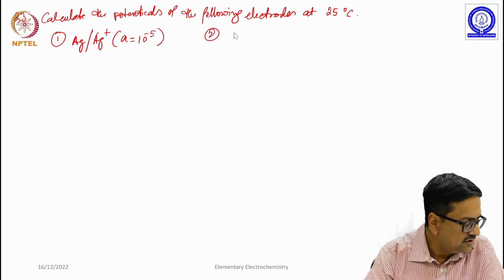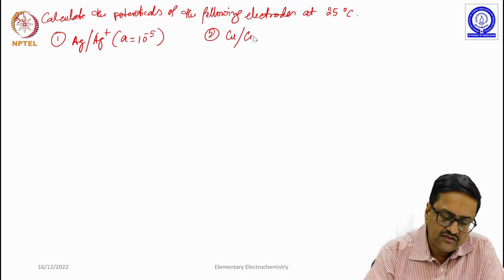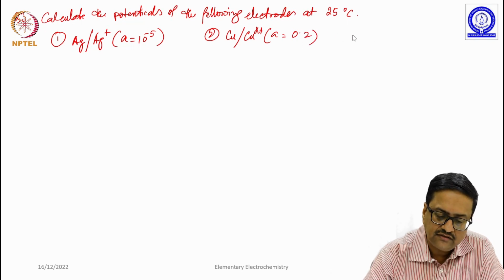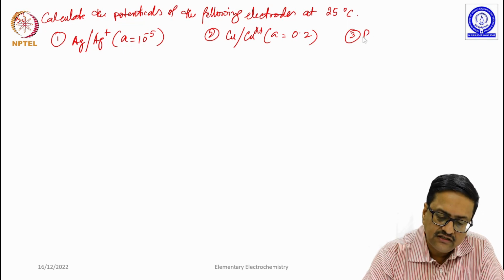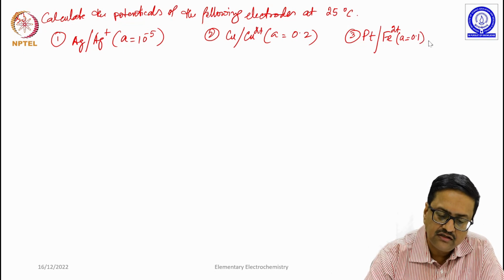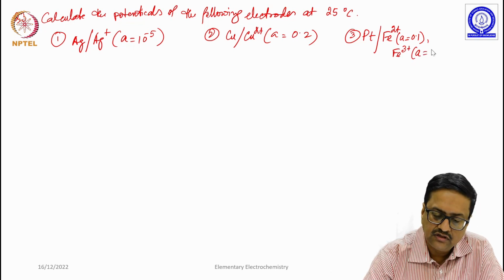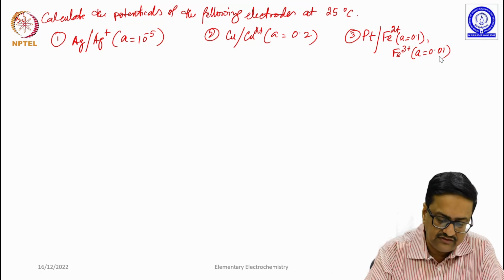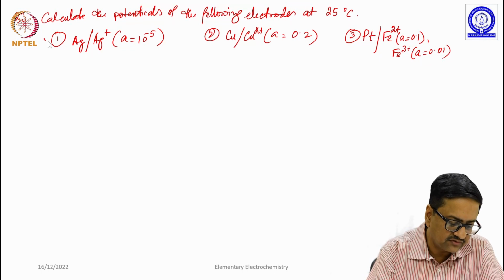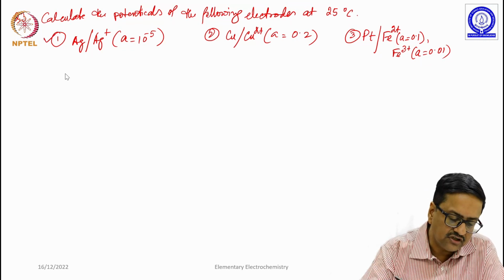Number 2, Cu2 plus with activity equal to 0.2, and number 3 is a platinum electrode in equilibrium with Fe2 plus of activity equal to 0.1 and Fe3 plus of activity equal to 0.01. So I will show you how to do it with the first one, and you should try to solve the other two.